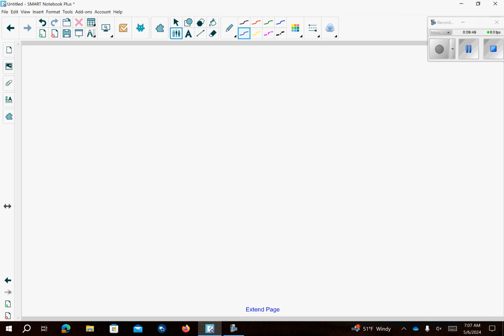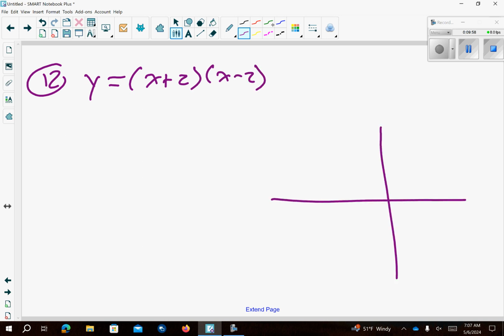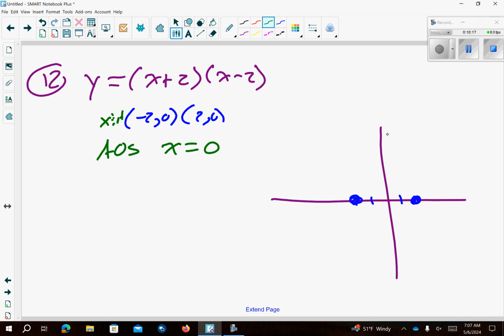Number 12, y equals (x plus 2)(x minus 2). So that's going to find us our x-intercepts pretty easy. That's going to be negative 2, comma 0 and 2, comma 0. So those are our x-intercepts. The axis of symmetry is going to be halfway in between, so it's x equals 0, because 0 is right between negative 2 and positive 2.